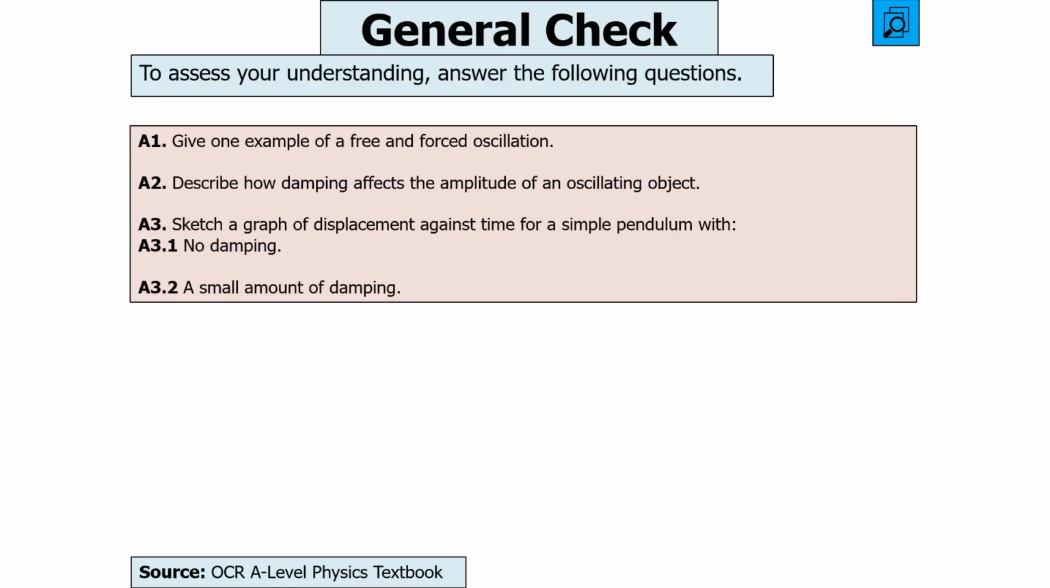The next question says, give one example of a free and a forced oscillation, describe how damping affects the amplitude of an oscillating object, then sketch the graph of displacement against time for a simple pendulum with firstly no damping and then secondly with a small amount of damping.